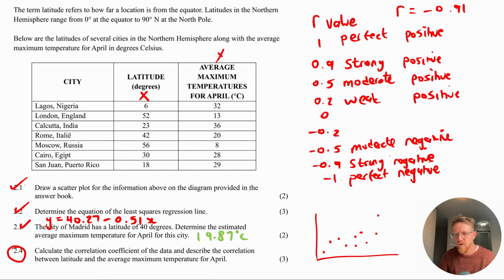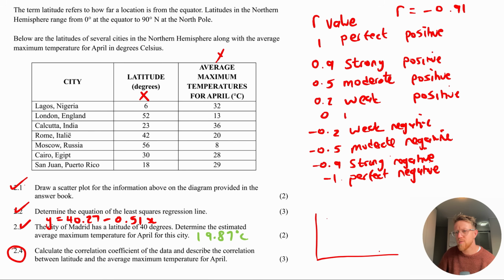And then if it was a weak negative, then you would get something more like this. Weak negative would be something like that. So you can see that it's going down, but it's kind of scattered all over the place. Okay, so this would be weak negative.